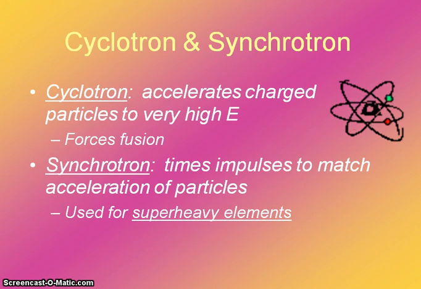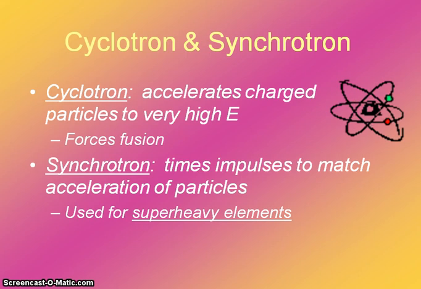A couple pieces of equipment that are used to help make these synthetic elements are the cyclotron and the synchrotron. The cyclotron was invented by an American, E.O. Lawrence, in 1930. And what it does is that it will accelerate charged particles to a very high energy, so it'll make them move really quickly. The synchrotron then helps to time impulses to match this acceleration of those particles. So essentially, the cyclotron speeds the particles up, so they're moving very fast, and the synchrotron is going to time them so that they will run into each other.